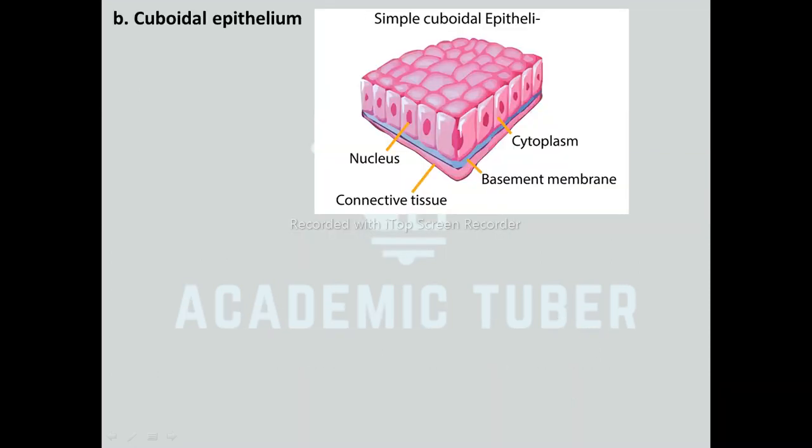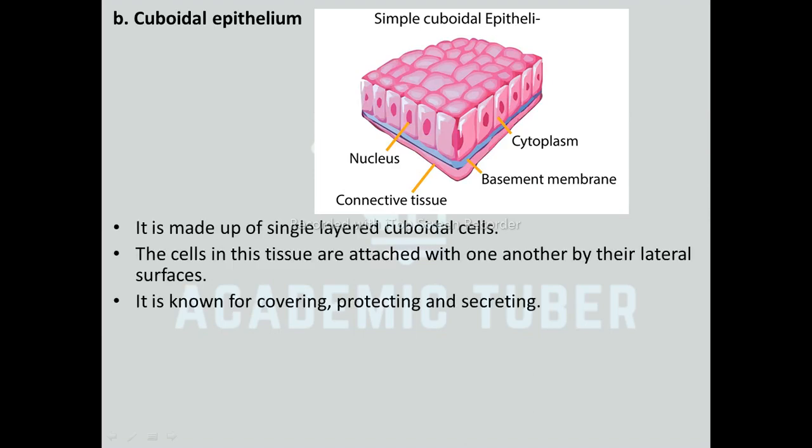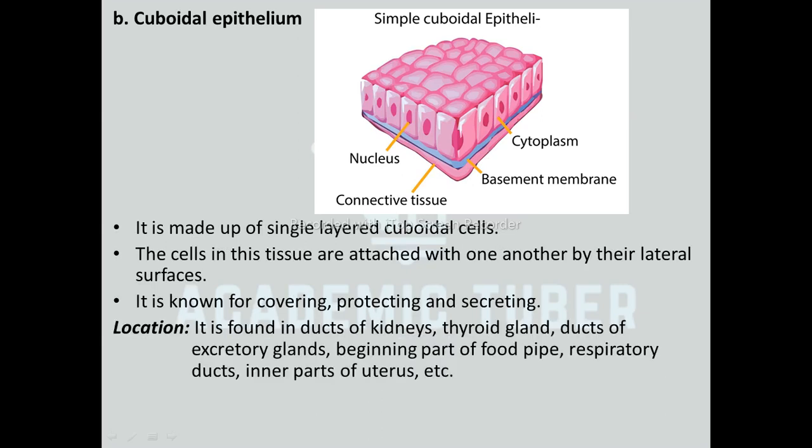Next one is cuboidal epithelium. So here is a diagram showing the cuboidal epithelium. It is made up of a single layer of cuboidal cells. The cells in this tissue are attached to one another by their lateral surface. It is known for covering, protecting and secreting.